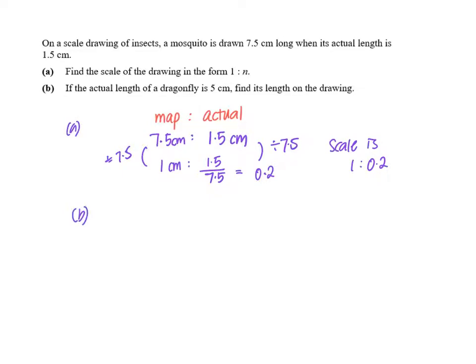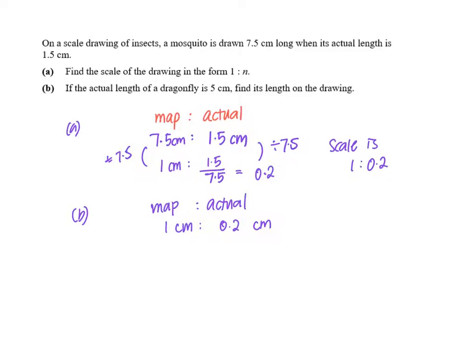If the actual length of a dragonfly, find the length on the drawing. So which one will you use? You want to use the 1 is to 0.2 or the 7.5 and 1.5? Okay, you want to use the 1 is to 0.2. So okay, we use 1 is to 0.2 cm on both sides.